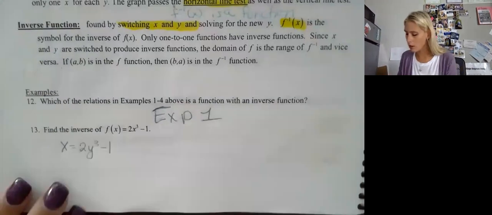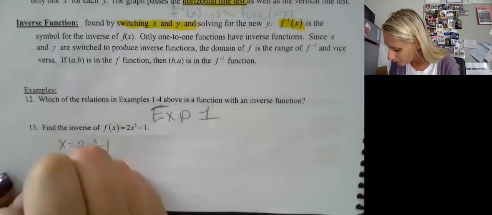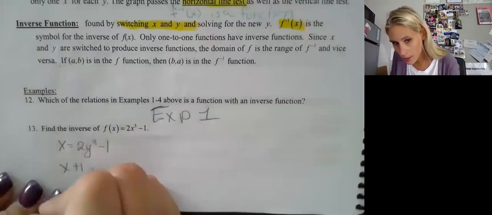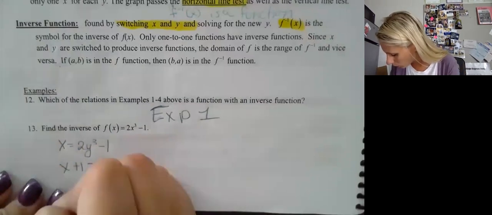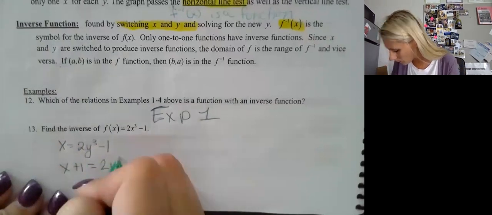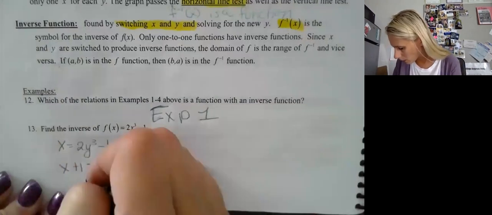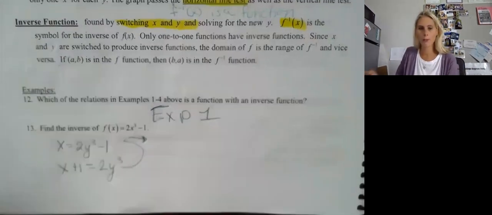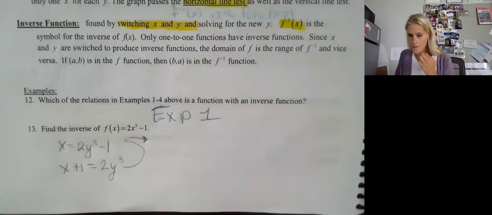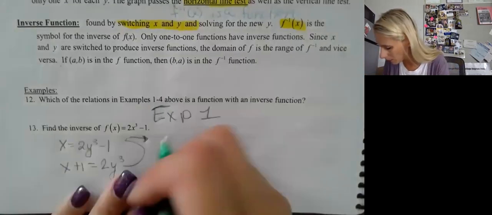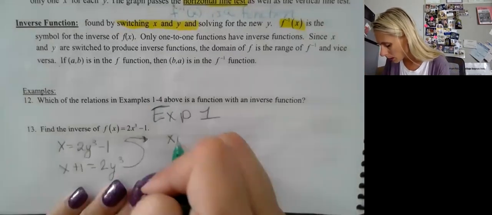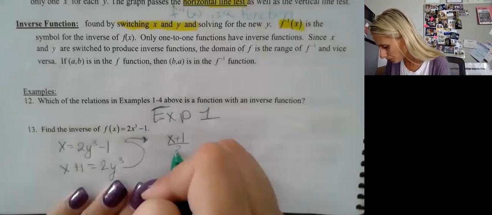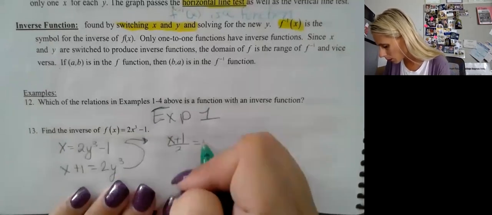And then we're going to solve. So x plus 1 equals 2y cubed. Okay, I'm going to put arrows so that way everybody knows where my work is. Then I'm going to divide by 2, so we get (x plus 1) over 2 equals y cubed.